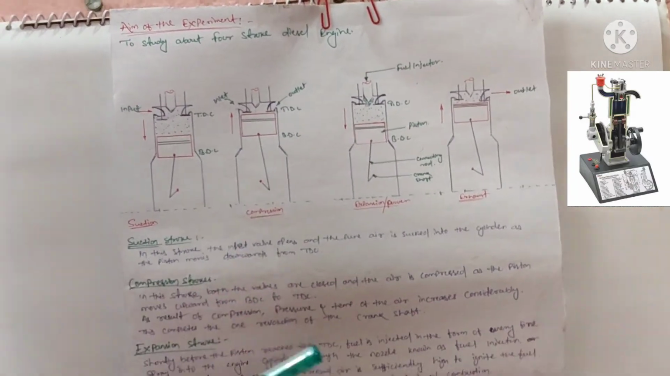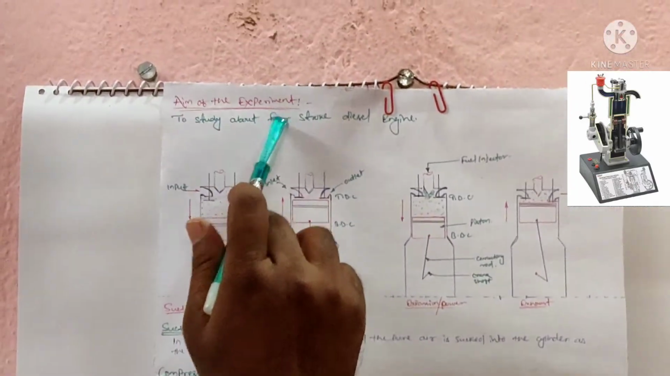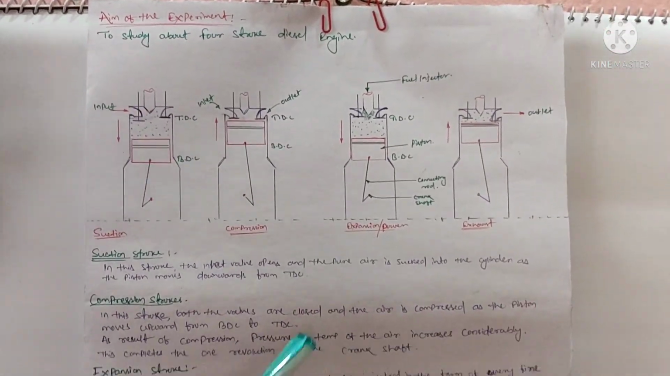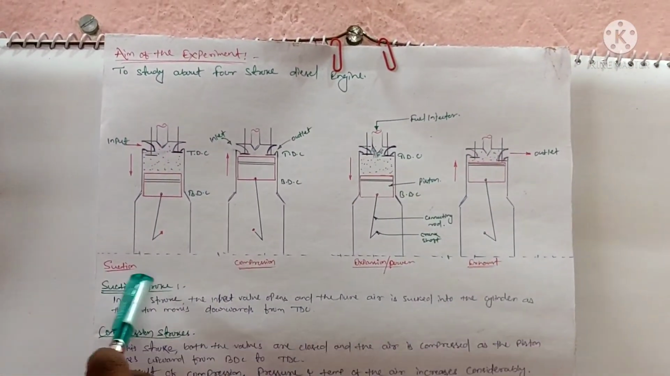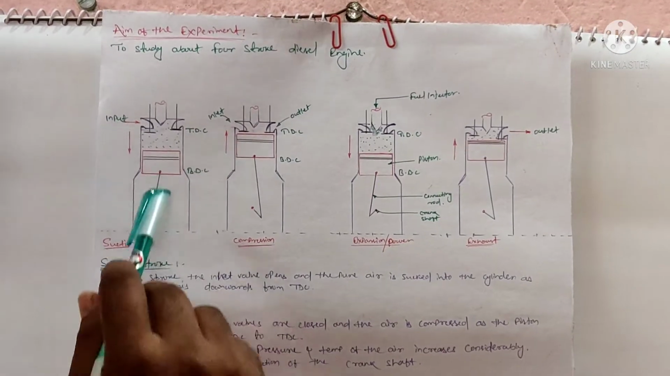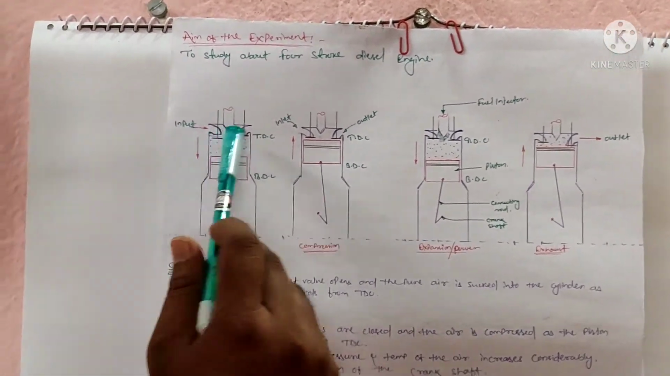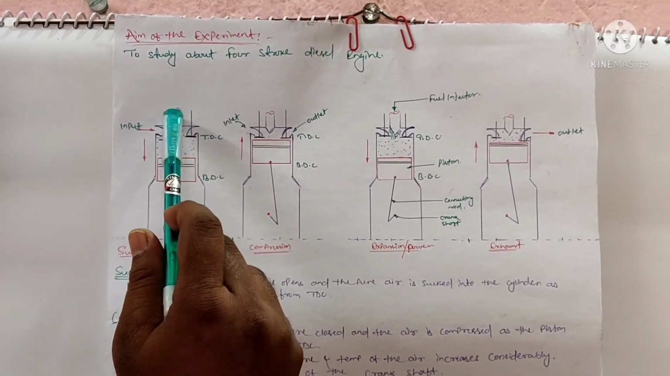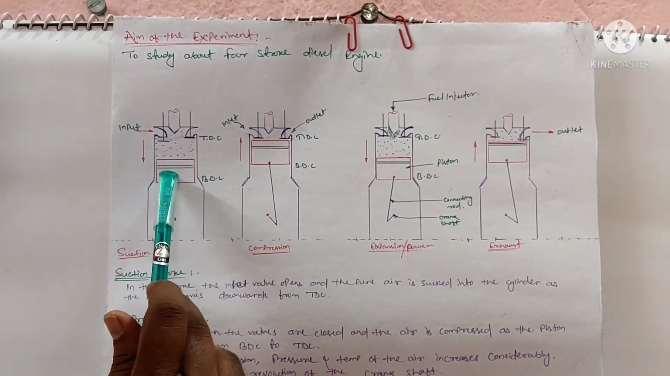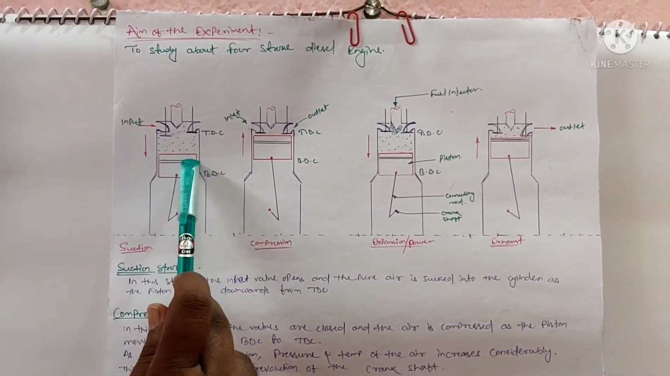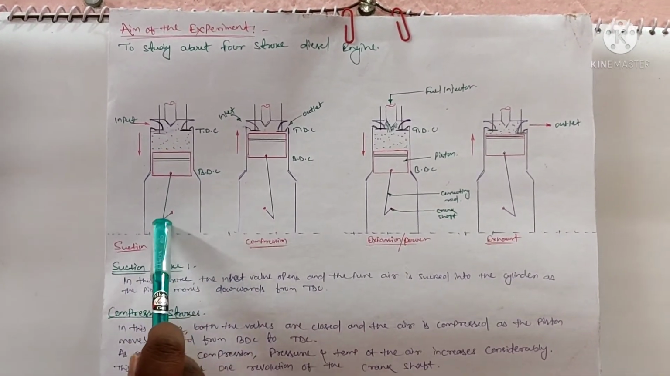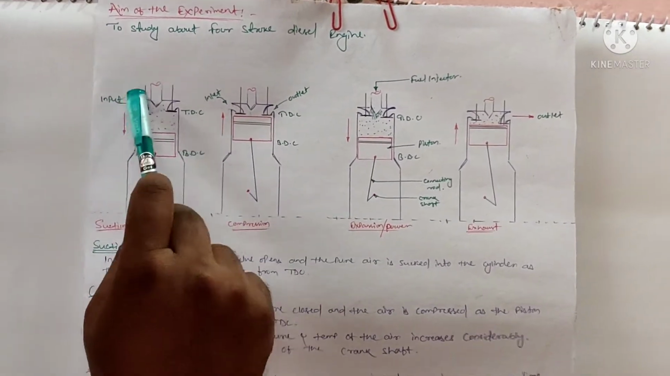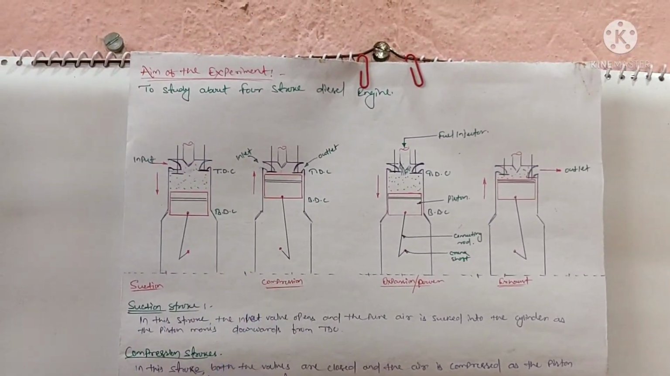Now come to the point. Our aim of the experiment is to study the 4-stroke diesel engine. Now let's discuss the main parts in this diagram. This is your inlet valve. This is your outlet valve. This is your fuel injector, and this is the piston. This line is the piston ring. This line is the connecting rod, and this is your crankshaft, and this is your crankcase body or cylinder body, head, etc.